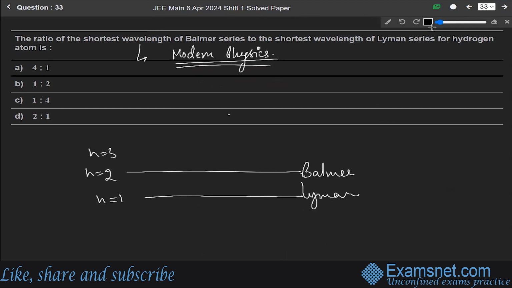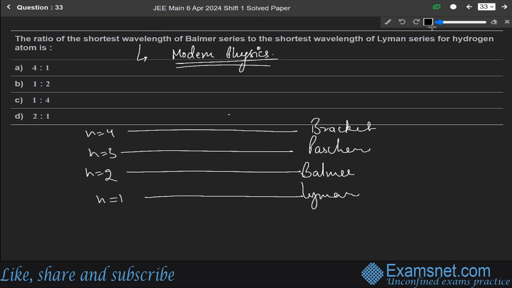N equals 3 is Paschen. N equals 4 is Brackett. And at last, N equals 5 is Pfund. Okay, so we have to find the shortest wavelength.